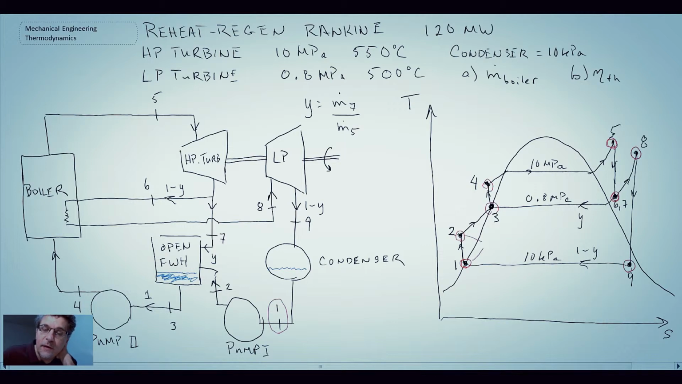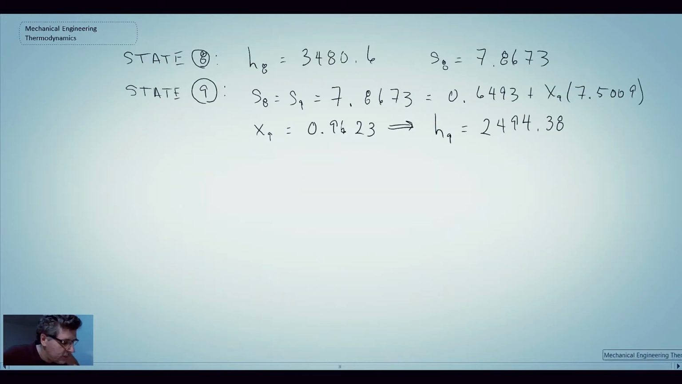There still is some information that is missing before we can really solve the problem. One main piece of information that still remains to be determined is the mass fraction. What percentage of mass are we stripping off and sending into the open feed water heater as well as sending through the reheat? In order to determine the mass fraction, we're going to apply the first law to the open feed water heater.